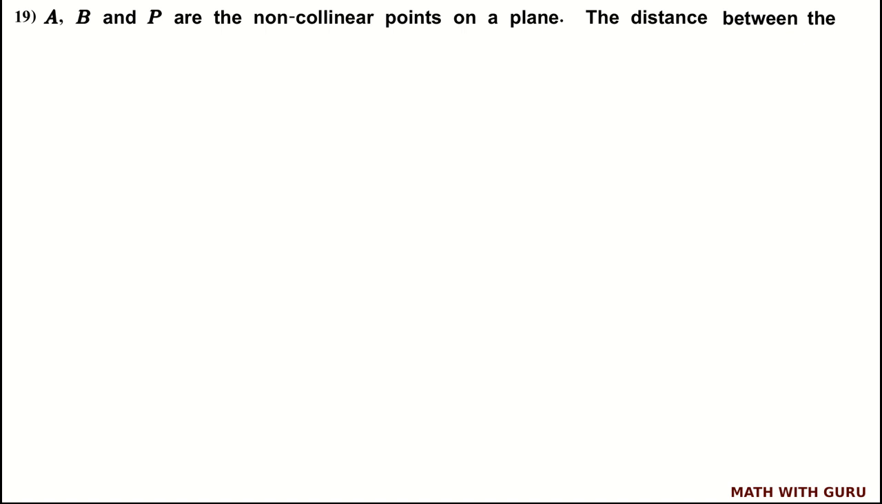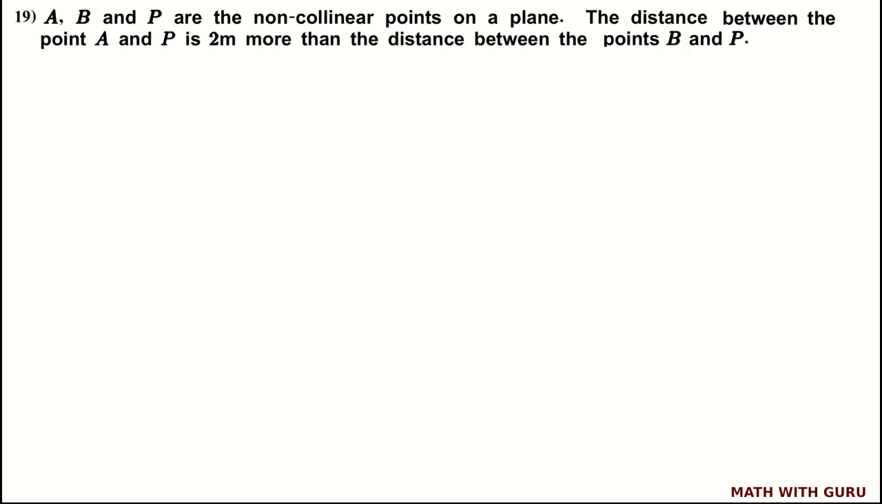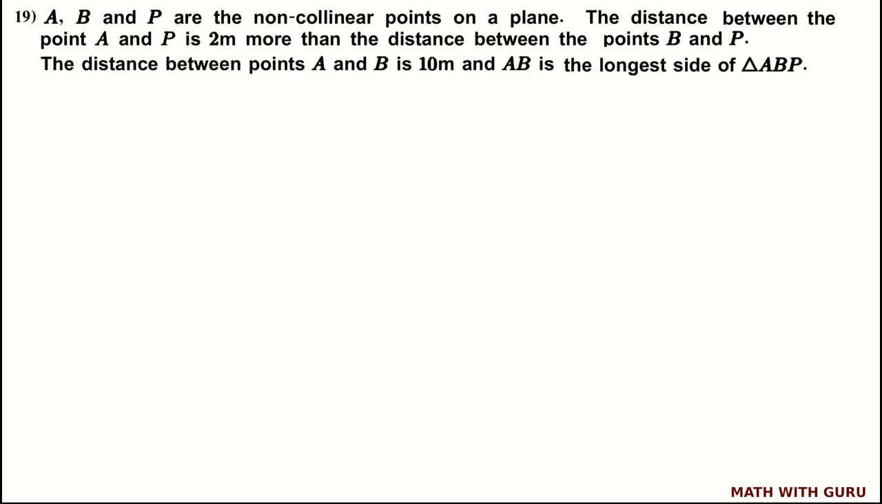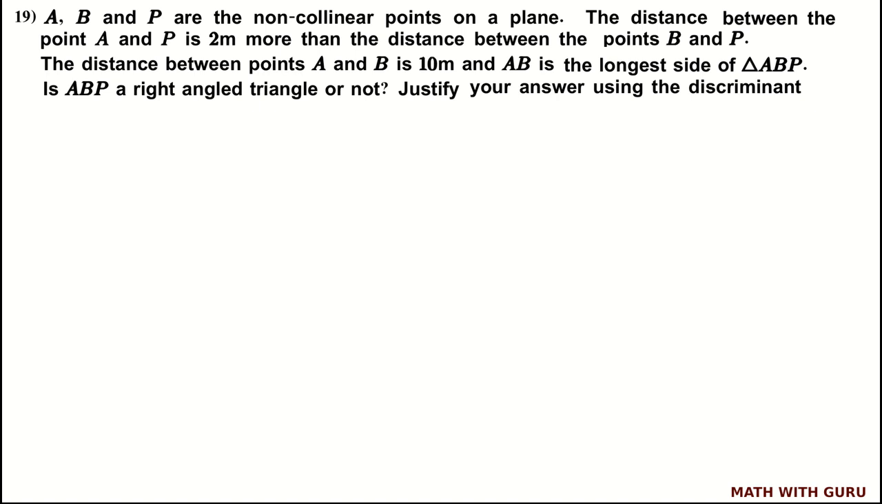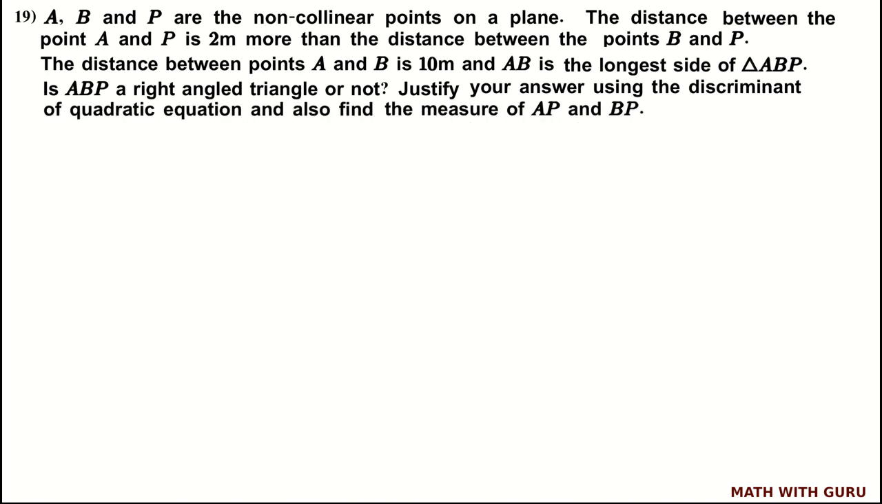19th question. A, B and P are non-collinear points on a plane. The distance between the points A and P is 2 meters more than the distance between the points B and P. The distance between points A and B is 10 meters and AB is the longest side of triangle ABP. Is ABP a right angled triangle or not? Justify your answer using the discriminant of a quadratic equation and also find the measure of AP and BP.